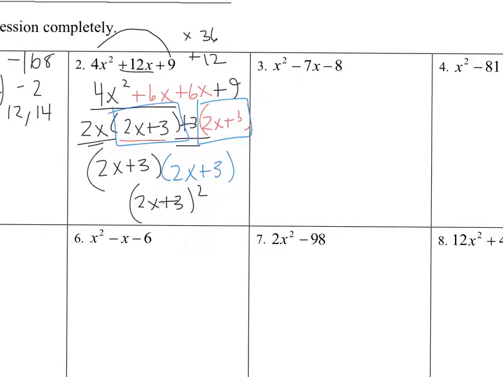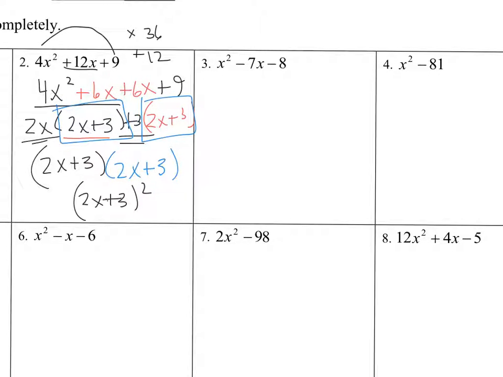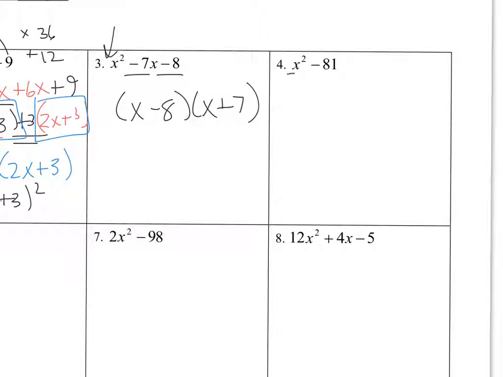Number 3, I don't have a greatest common factor, so I'm going to do factors of negative 8 that add to negative 7. Because the number in front here is 1, I can just do x minus 8, x plus 7. Number 4 is a difference of squares. So one is going to be positive, one's going to be negative. One's going to be x, because x times x is x squared, and then 9 times 9 is 81.